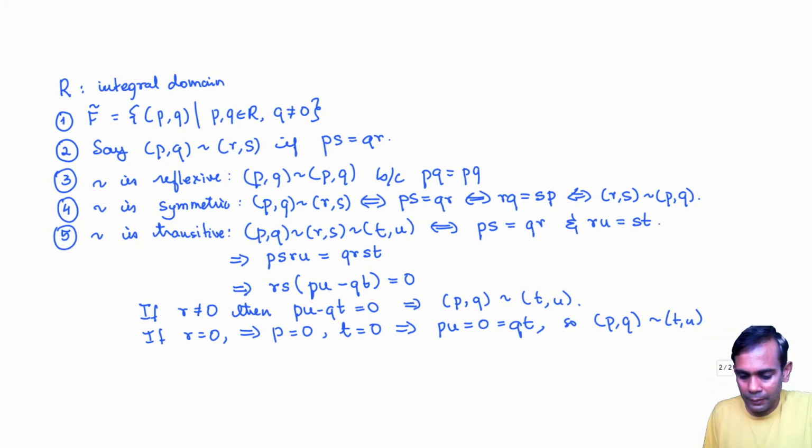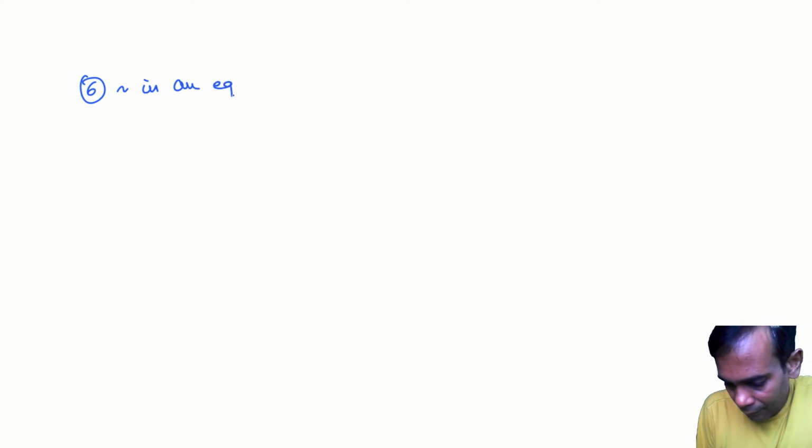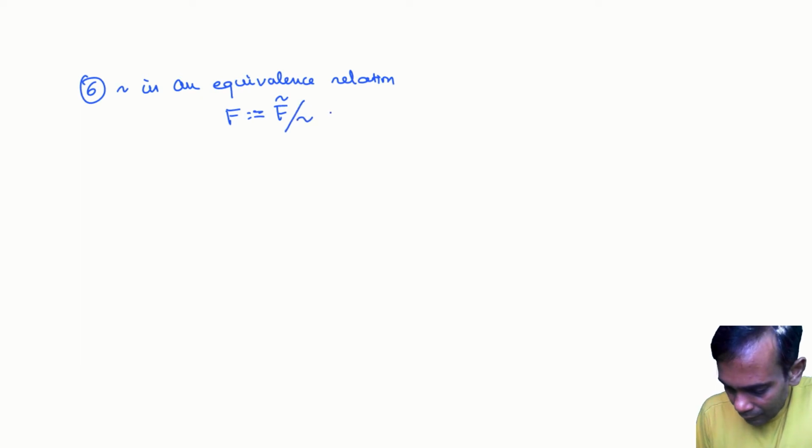So this relation is an equivalence relation. And whenever you have an equivalence relation, you can talk about equivalence classes. So what we've said is that this is an equivalence relation, and so you define F to be the set of equivalence classes in F tilde.